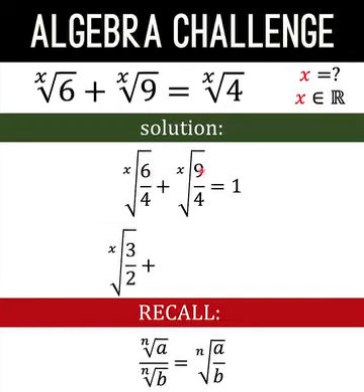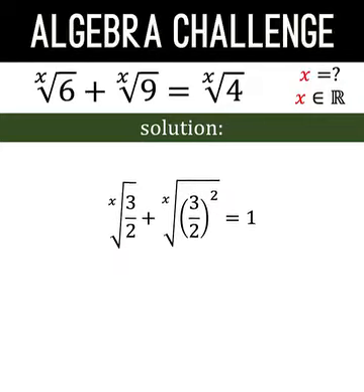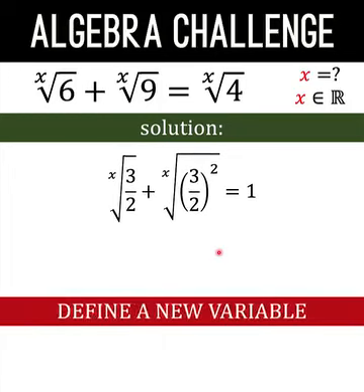And notice also that 9 over 4 can be written as 3 halves squared, like this. Now the presence of this 3 over 2 and 3 over 2 here is suspicious. 3 halves is common to the two terms, except that in the second expression, there is an exponent too. To simplify this further, let's use variable substitution. Let's define a new variable, a, such that a is equal to the x root of 3 halves, which is our first term.